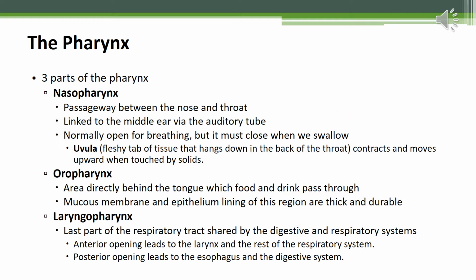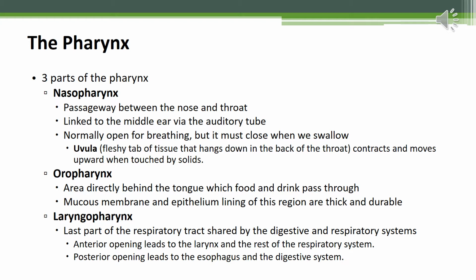The pharynx is made up of three parts. There's the nasopharynx, which serves as the passageway between the nose and throat. And this area of the pharynx is linked to the middle ear via the auditory tube, which we talked about in the special senses chapter. And this part of the pharynx is normally open for breathing, but it must close when we swallow.